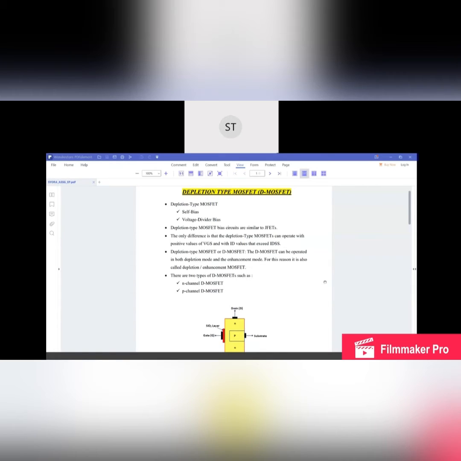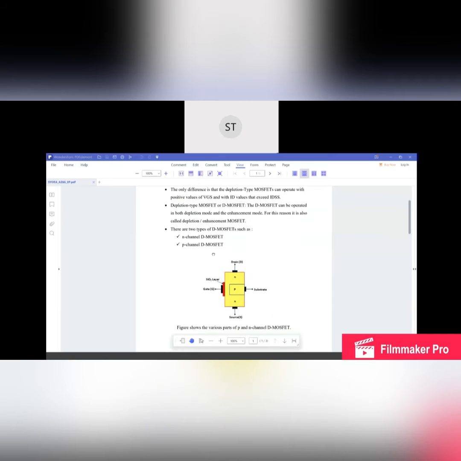This D-MOSFET can operate in both depletion mode and enhancement mode. D-MOSFET has two types, which are P and N channel MOSFET. They also have various parts, such as drain at the top, gate in the middle, and source at the base. So let's do some calculation exercises about D-MOSFET self-bias.